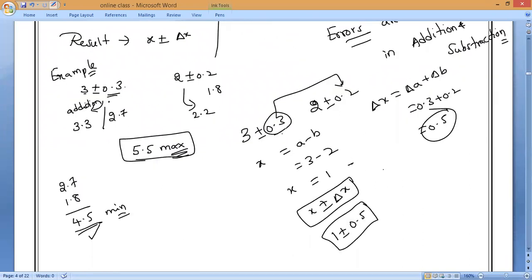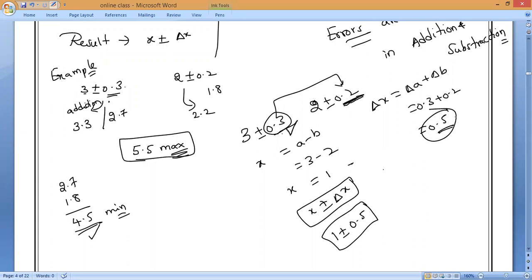So when we are doing addition or subtraction, doesn't matter, always the error should be added. That is what you have to remember. So the result finally, if you are doing addition or you are doing subtraction, doesn't matter, always the error should be added. That is what you have to remember. Is it okay, everybody? Clear?